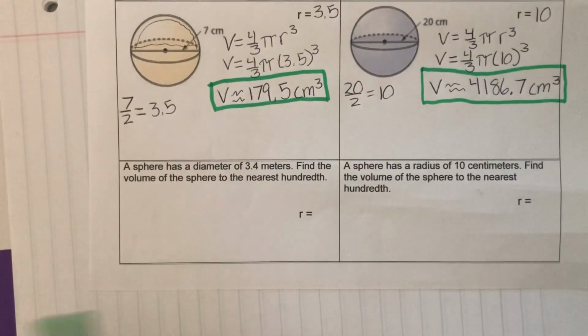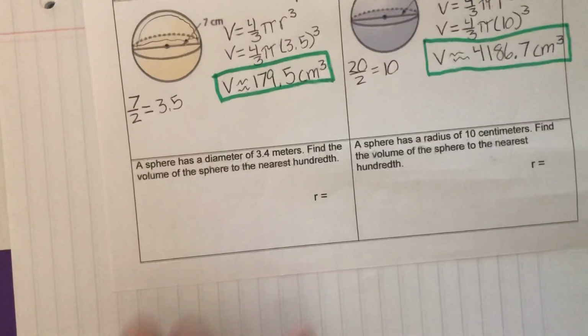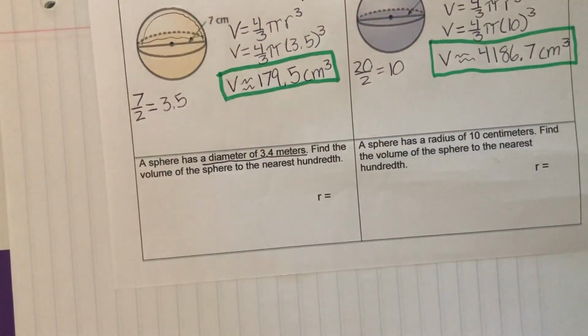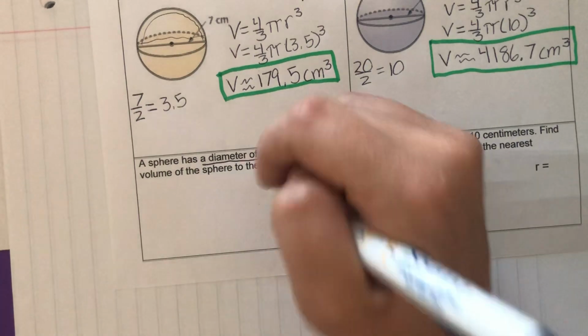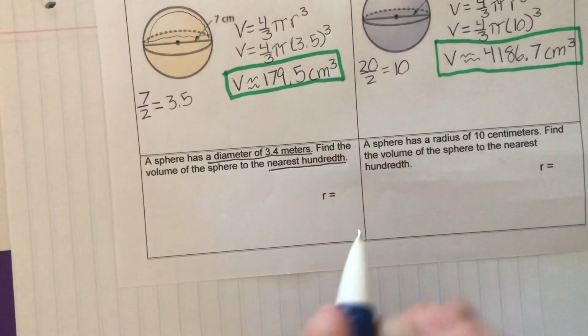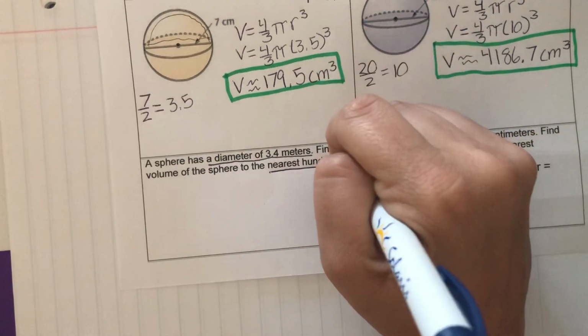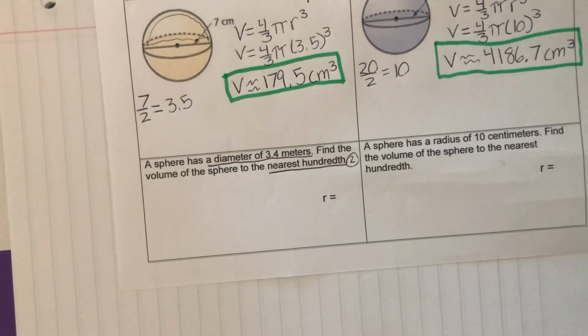All right, last 2 word problems, but we follow the same steps. A sphere has a diameter of 3.4 meters. Find the volume of the sphere to the nearest hundredth. So hundredth is 2 decimal places. So if you need to, you can write a 2 there so you know it's 2 decimal places.